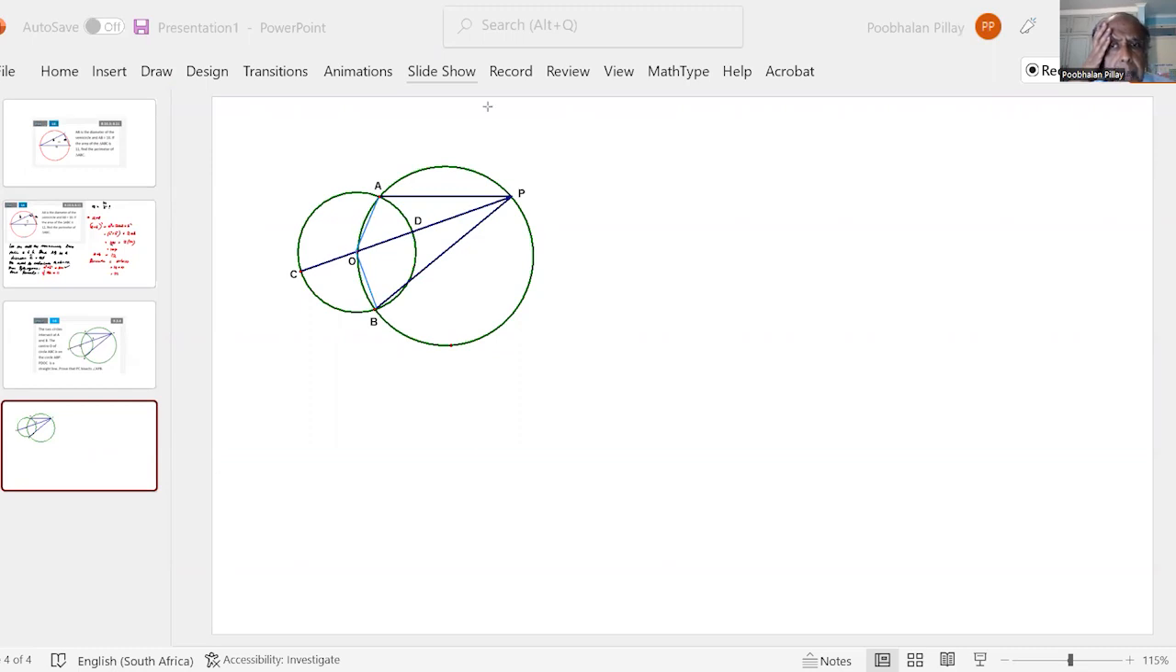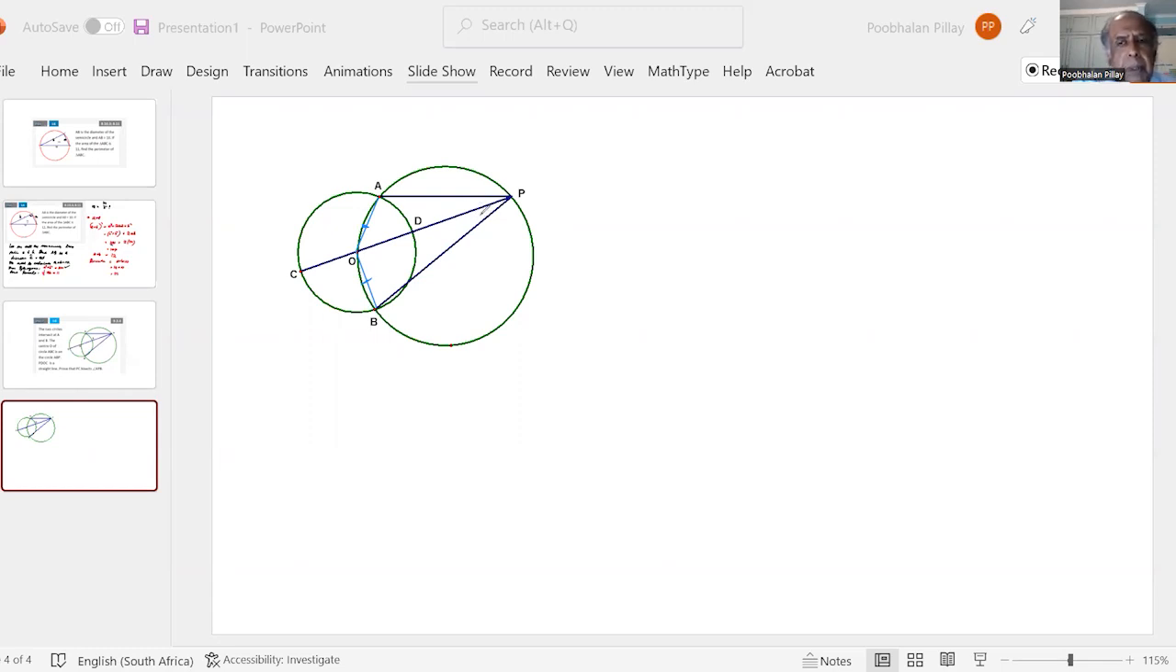And they are radii, which means that the radii of a circle are equal. So now we know that those two lines are equal. Now remember, we're trying to show that these two angles here are equal.